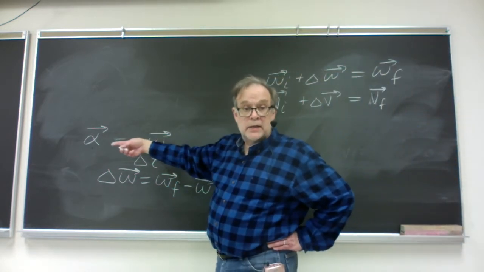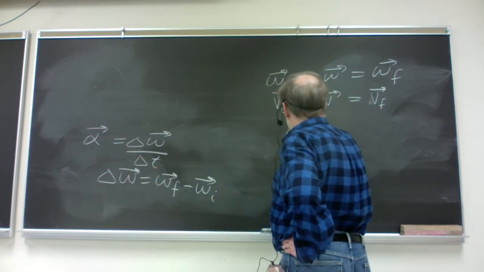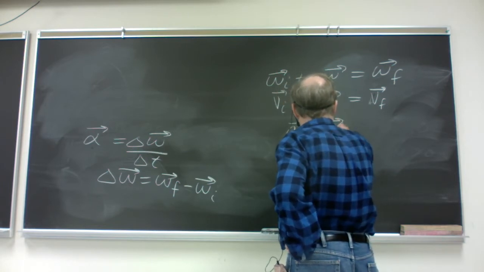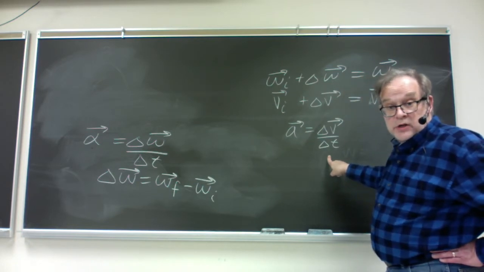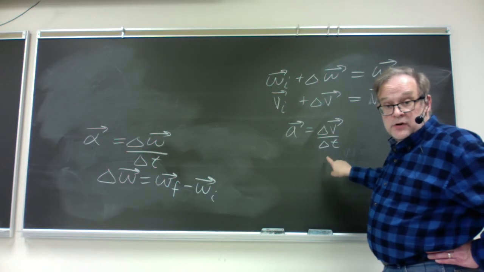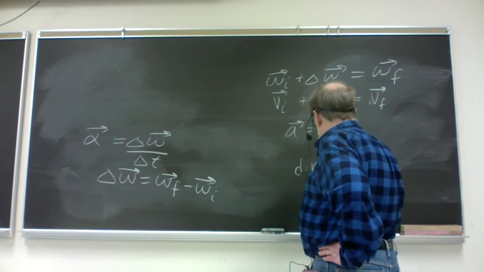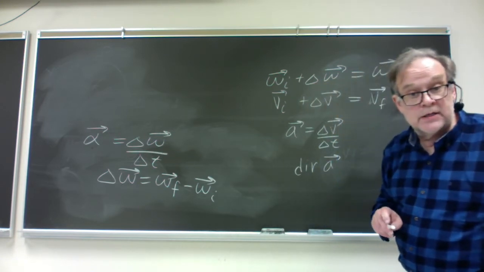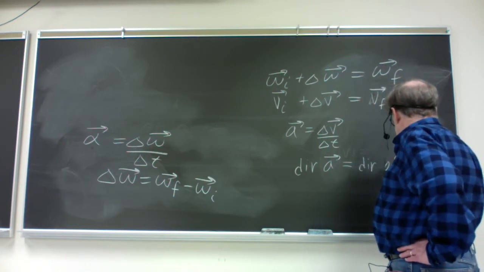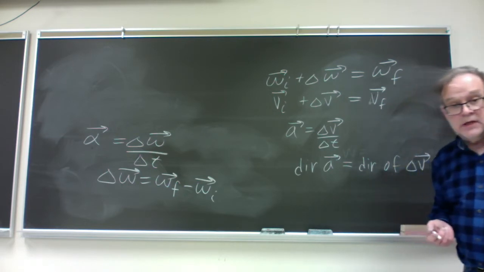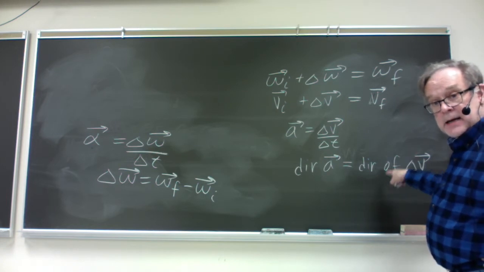And just like in the case of regular acceleration, this equation, the definition of regular acceleration, tells us that the direction of this vector has to be the same as the direction of this vector. That is, the direction of the meters per second acceleration is the direction of delta V. In other words, direction of acceleration is the direction of the extra velocity that's added on.